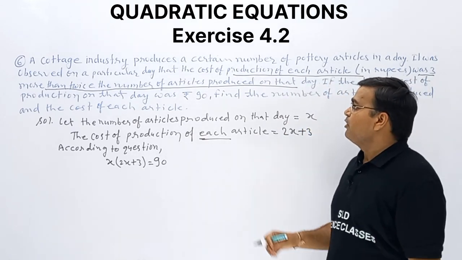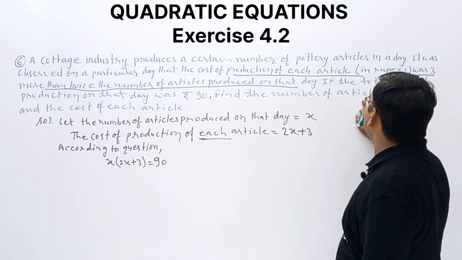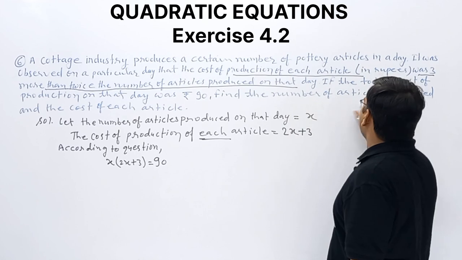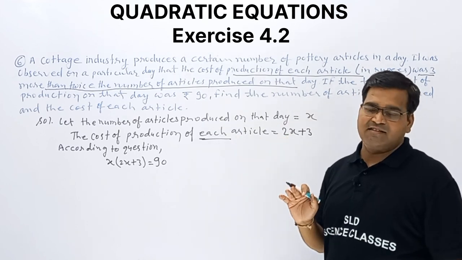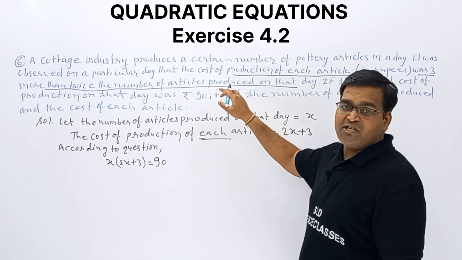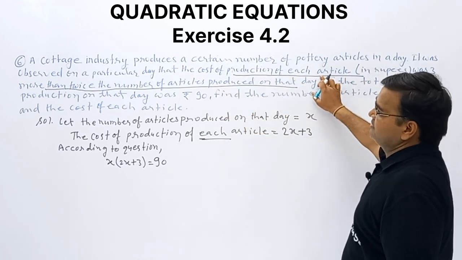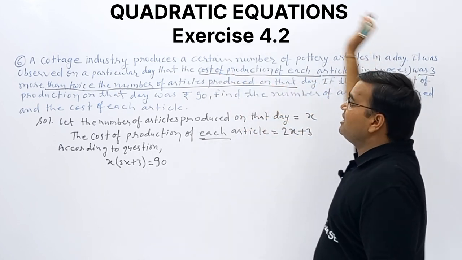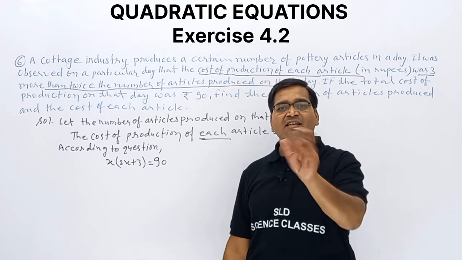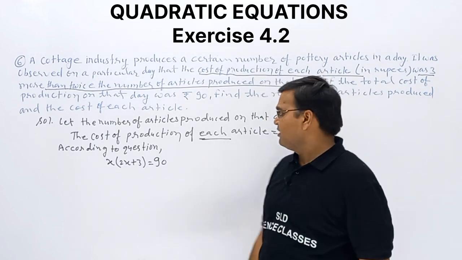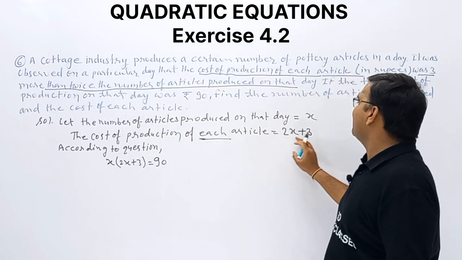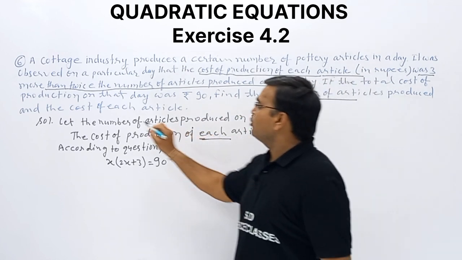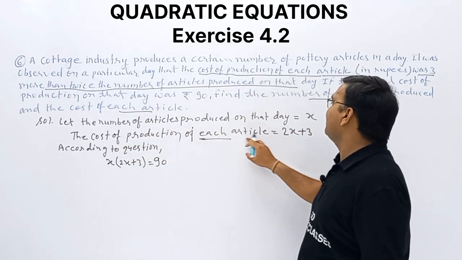In the question we want to find the number of articles produced and the cost of each article. So we are assuming the number of articles produced is x articles. It is given in the question that the cost of production of each article on a particular day will be 3 more than twice the number, twice the number 2x, plus 3. So the cost of production of each article is 2x plus 3. Both we want: the number of articles on a particular day, and the cost of production of each article, which is 2x plus 3.